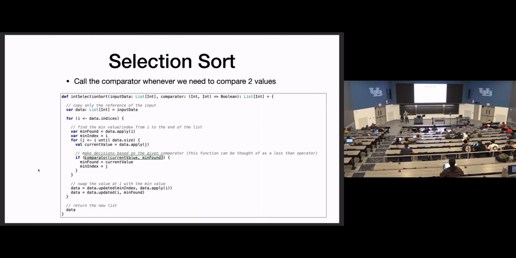So nowhere in this function do I ever specify how things are sorted. I just have a very generic algorithm that says, give me a list and a comparator, and I'll return things in sorted order using this selection sort algorithm. So this is where all the decision making happens. If this returns true, I know current value comes before min found. And in that case, current value is my new min found. That's the new smallest element, and that's the new candidate for whatever index I'm currently considering.